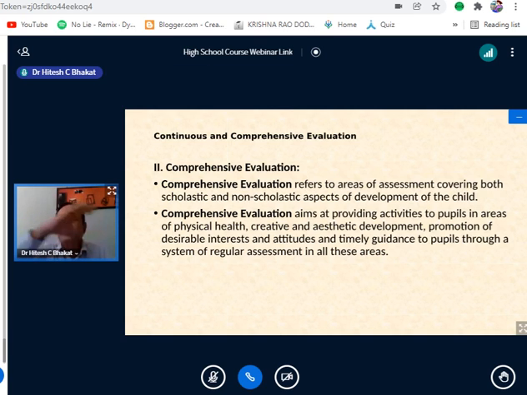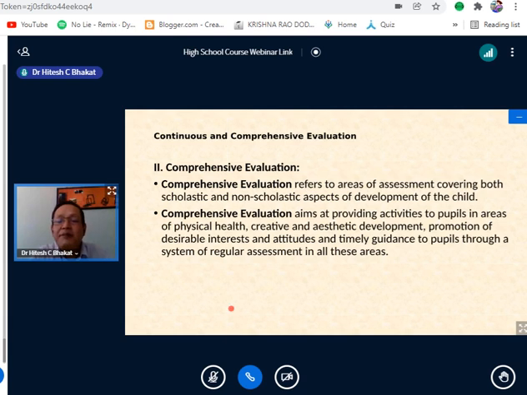Comprehensive refers to areas of assessment covering both scholastic and co-scholastic or non-scholastic aspects of development of the child. That children not only get a good mark, they also can win a running race, all right? Can write an article for the school magazine, can sing a song, can recite a poem. All these are also part of the growth, all right? Can do high jump, long jump, get a prize in it, okay? Can play well in the cricket team, okay? They can do kabaddi and all these things. So this is what is called comprehensive.